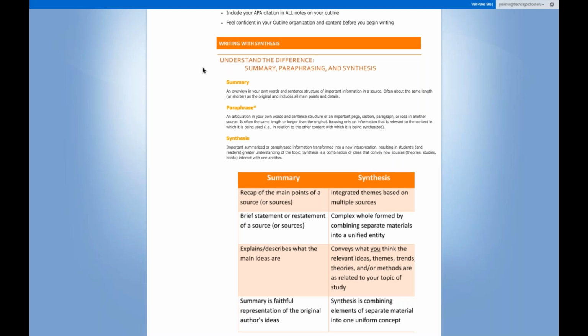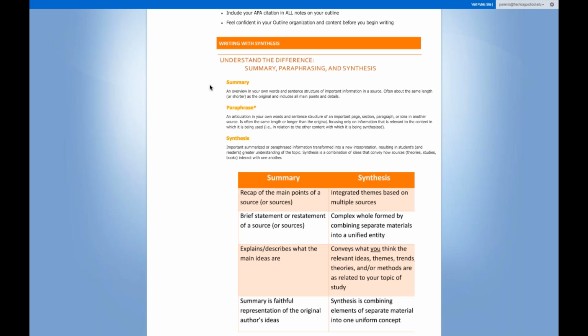A paraphrase is an articulation in your own words and sentence structure of an important page, section, paragraph, or idea in the source. So in this capacity, we couldn't paraphrase the entire source, for example. This is less of a movie trailer and more of a clip. This is often the same length or longer than the original, but focuses only on the information that's relevant for your particular argument. So what makes a paraphrase different than a summary is that a paraphrase has a purpose. You've selected the piece of information that you're paraphrasing to convince your reader of the importance of a point or to prove your own argument.